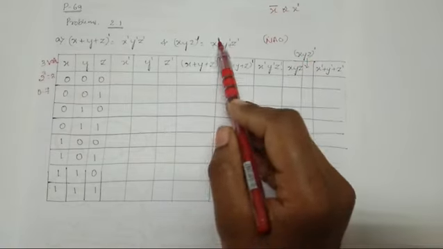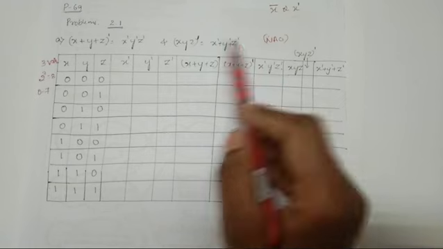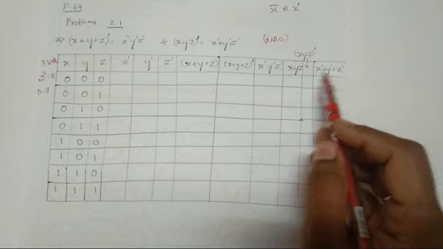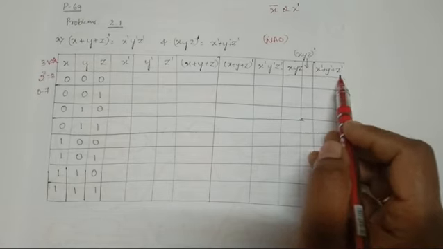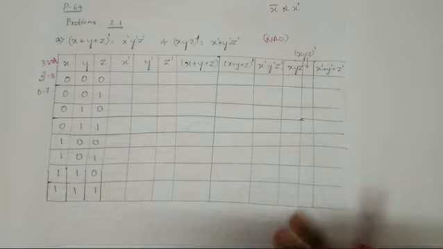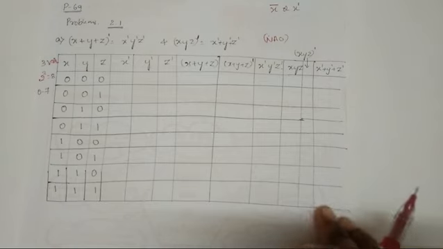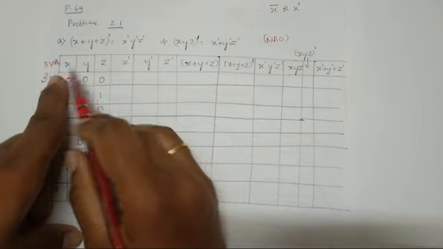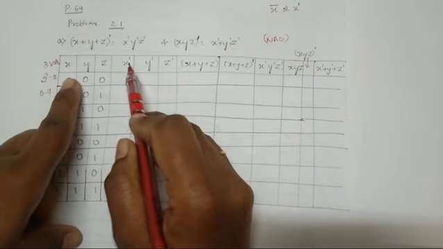Next, x bar plus y bar plus z bar. Here we will have x bar, y bar and z bar, and I have to do the OR operation. Now you know the skeleton of this truth table for this problem. Now let us start. x, y, z is there. What I need? x bar.